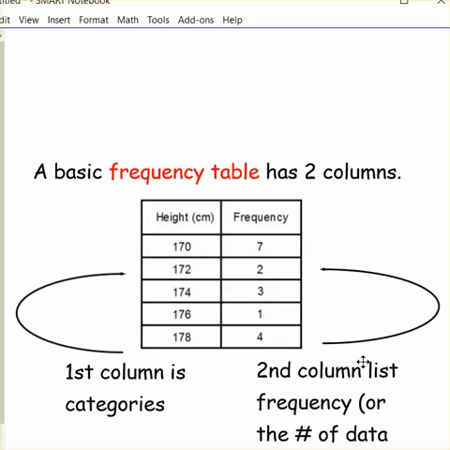How many counts do we have? Looking at heights, at 170 there are 7 people with that height. At 172 centimeters, 2 people. So this is the category, and then this, of course, is the frequency.